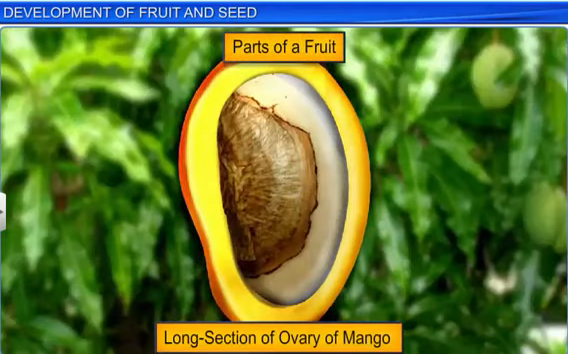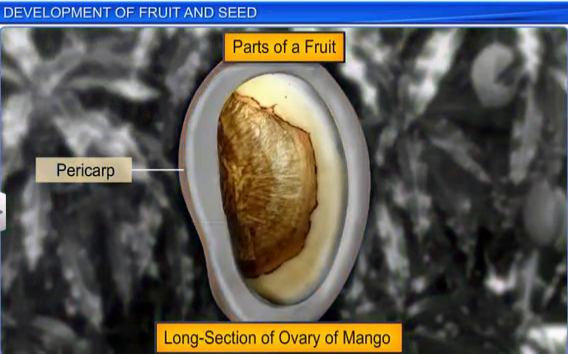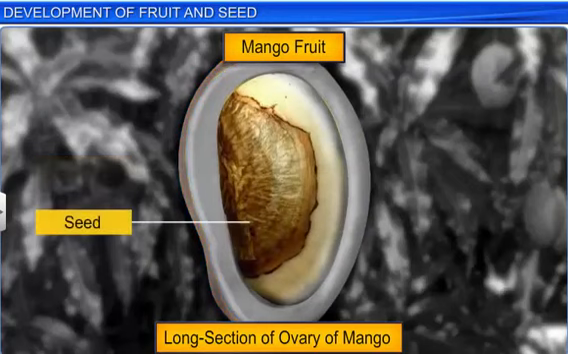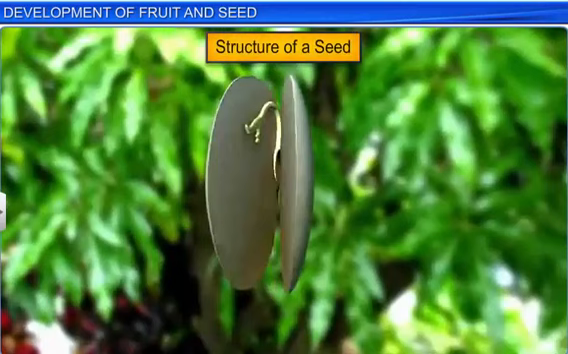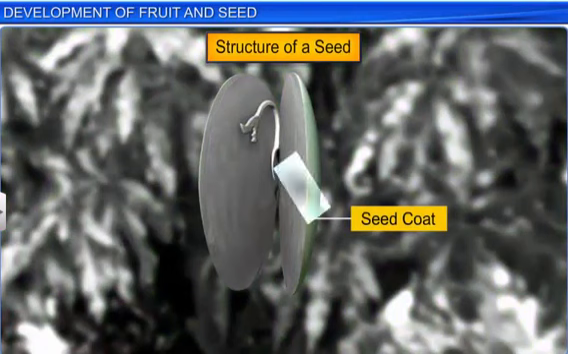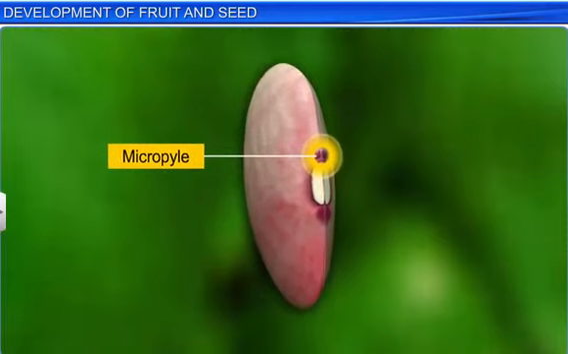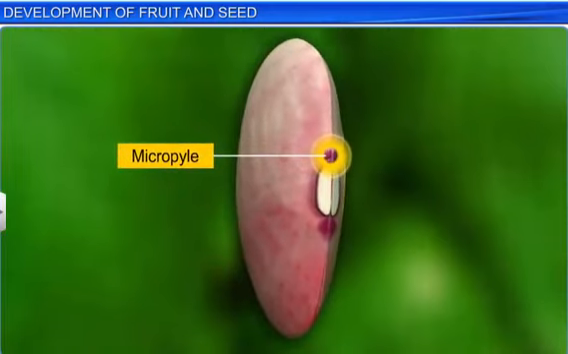If you cut open a fruit, you will see that it is made up of two parts, the pericarp and one or more seeds. The pericarp is the fruit wall that develops from the walls of the ovary. The seed, the second part of the fruit, is actually a fertilized ovule. Typically, a seed is enclosed in a tough outer protective covering called the seed coat, which is actually the hardened integument of the ovule. The micropyle of the ovule persists in the seed as a small pore through which water and oxygen enter when the seed germinates.